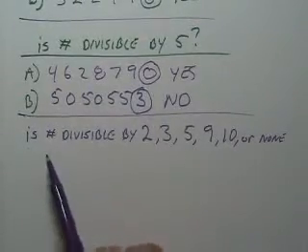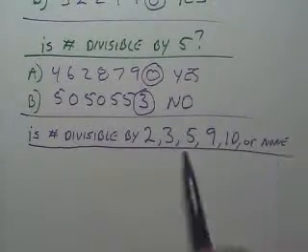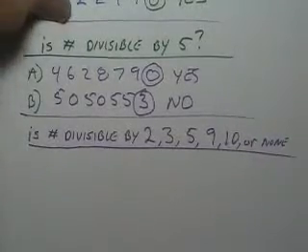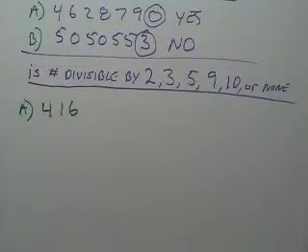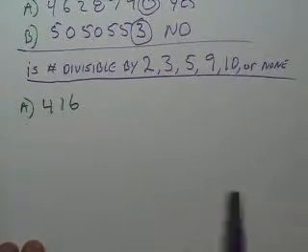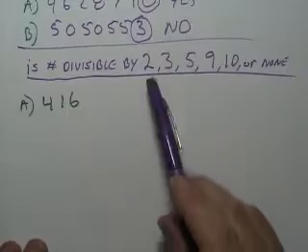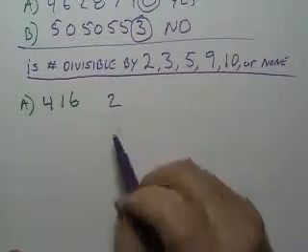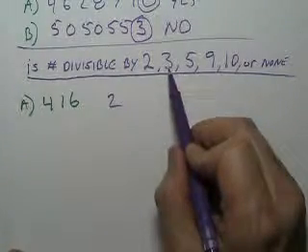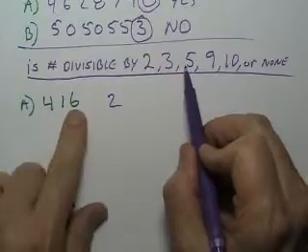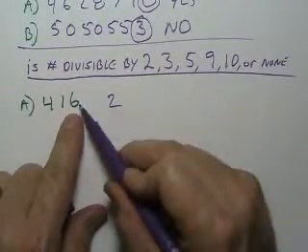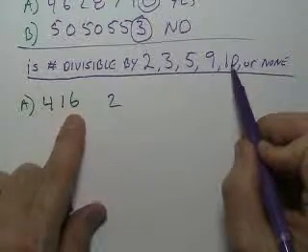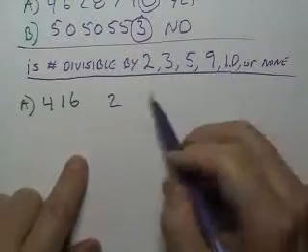Okay, the type of questions you'll be asked today are like, is the number divisible by 2, 3, 5, 9, 10, or none? That will be the type of questions you are asked today. So let's take a look at the number 416. Does 2 go into this number? Yeah, 2 will go into the number. Does 5 go into it? No. Does 10 go into this number? No.